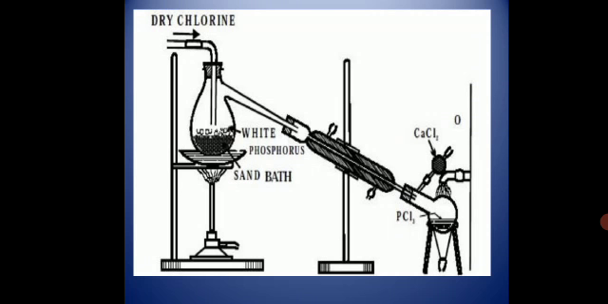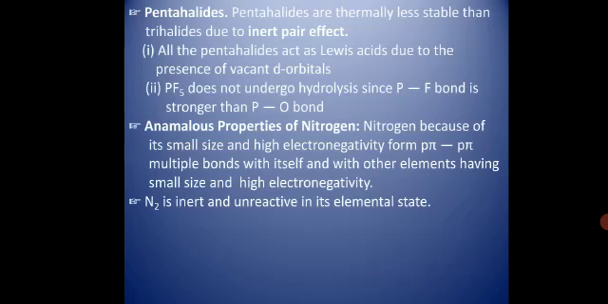Similarly, when PCl3 further reacts with chlorine, as I said just now, it forms PCl5, and PCl3 reacts with oxygen to form POCl3, phosphorus oxychloride. So the pentahalides are thermally less stable than trihalides due to the inert pair effect, we know that. And all the pentahalides act as Lewis acids due to the presence of vacant d orbitals. PF5 does not undergo hydrolysis because the P-F bond is stronger than the P-O bond, so it is not easily broken down.